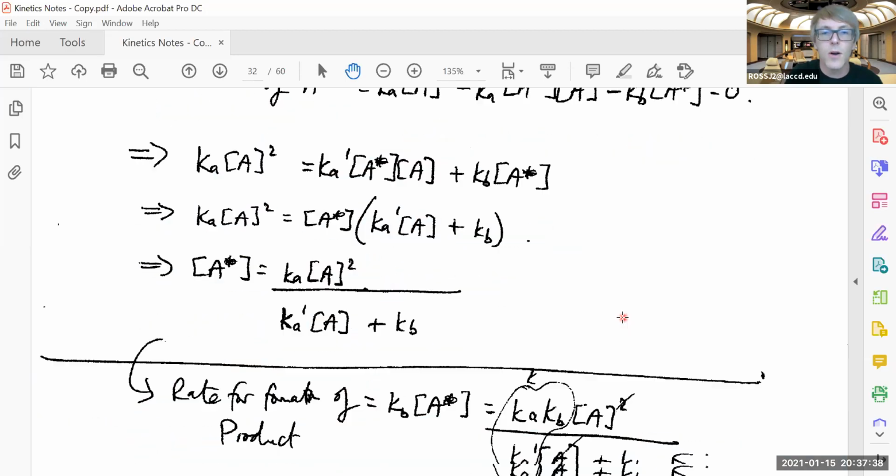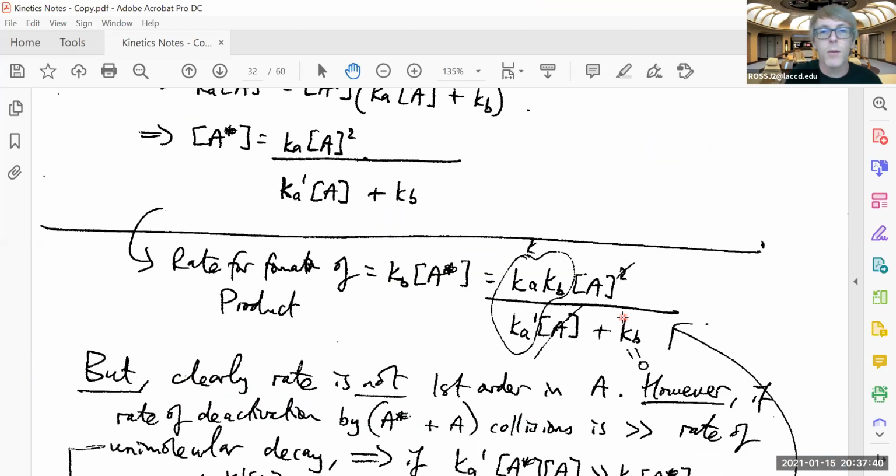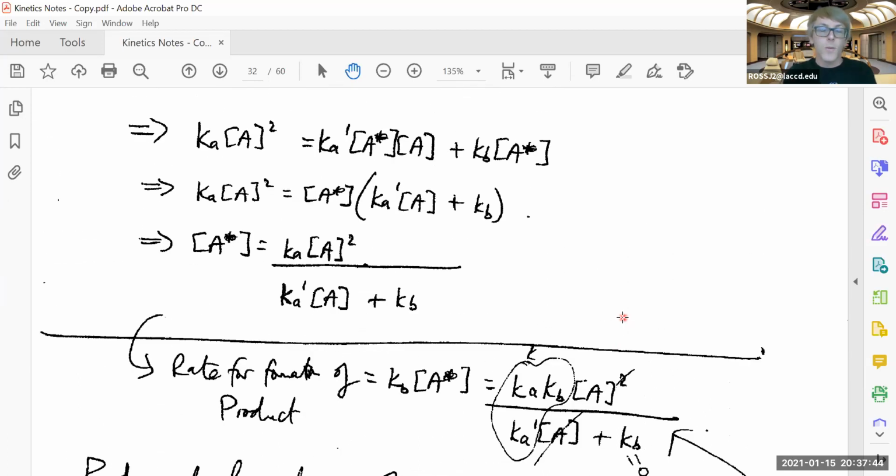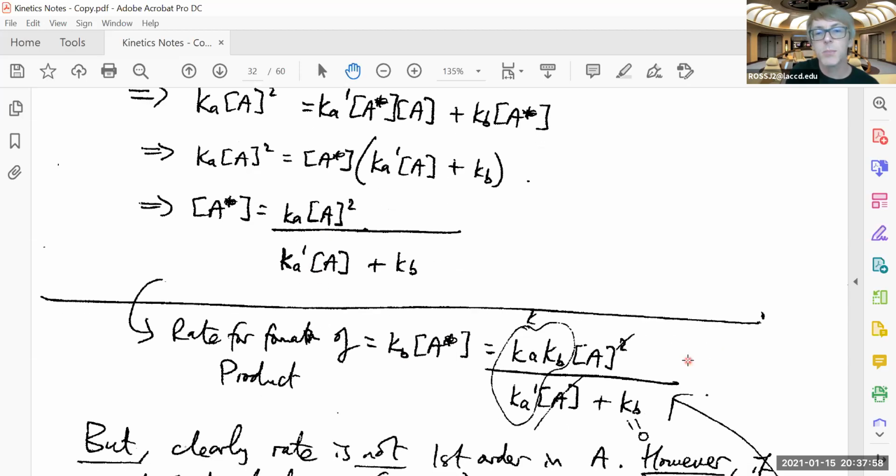So it's still not apparent from what I've said where the big problem is. Okay, so we've got this expression here with A star. Let's look at the rate of formation of our product, our supposed first order process, which remember was Kb A star. Well, we now know what A star is, so let's plug it in.